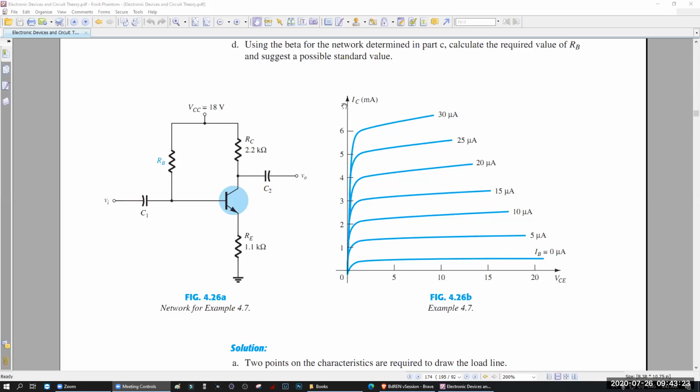At first, you have to find out what is the VC, what is the IC, what is the VCE, draw a line, and the intersection point will be your Q point. Then find the other values. Okay, that's it.